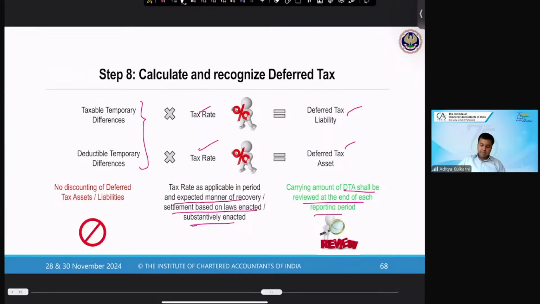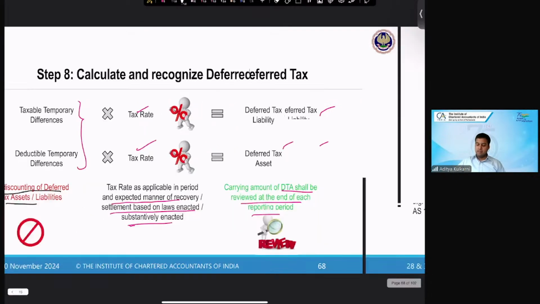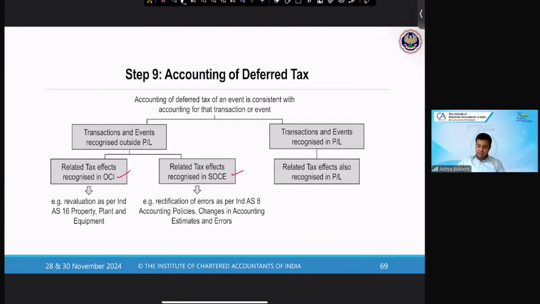Calculate and recognize deferred tax. Taxable differences into tax rate gives you a DTL. Deductible differences into tax rate gives you a DTA. Do not discount deferred tax assets or liabilities. Consider laws enacted or substantively enacted. Carrying amount of DTA to be reviewed at the end of each reporting period. Accounting for deferred tax is consistent with how you have accounted for that transaction or event. What has gone to the P&L, tax effects also will go to the P&L for those transactions and events. What is outside the P&L, say in OCI or SOCE, it will go and sit there.